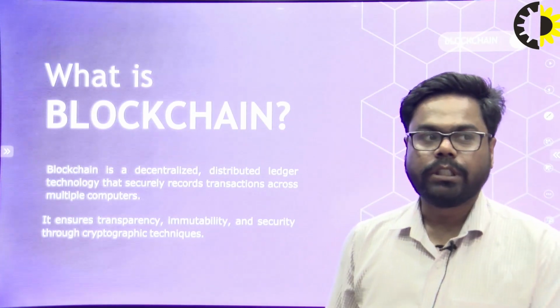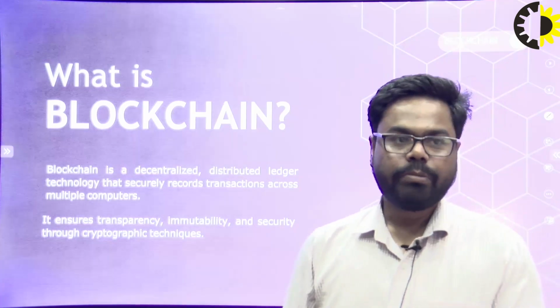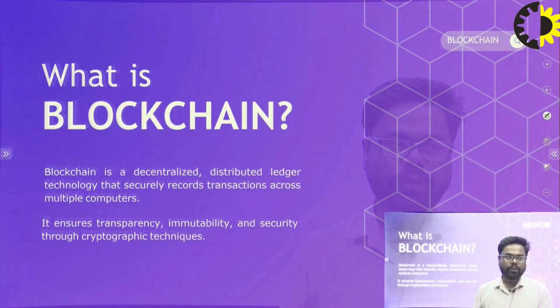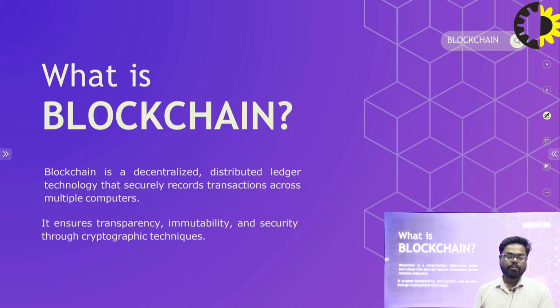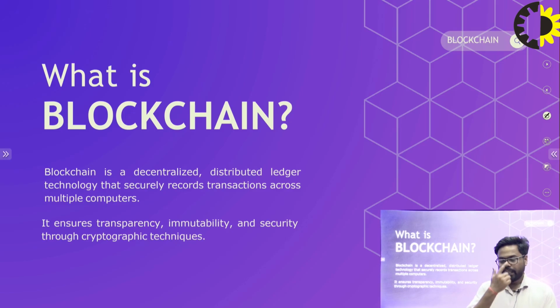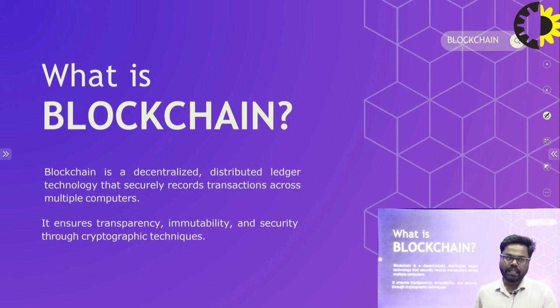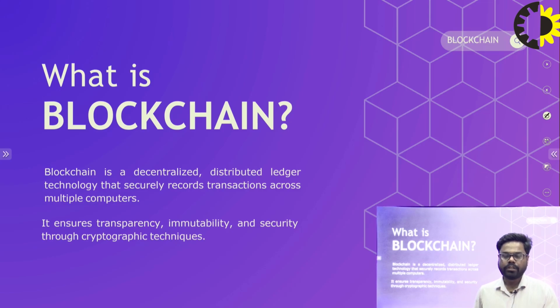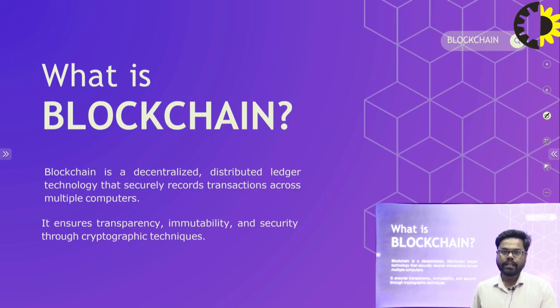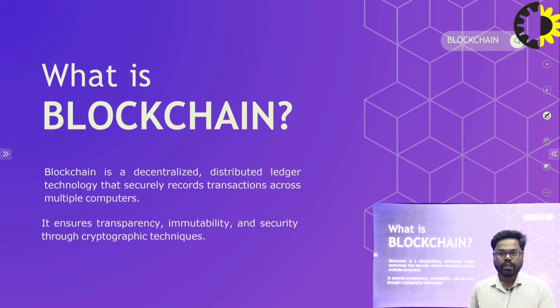So what is blockchain? Blockchain is a decentralized distributed ledger technology that securely records transactions across multiple computers. It ensures transparency, immutability, and security through cryptographic techniques. There are many words in the definition of blockchain. First, blockchain is decentralized. What is decentralized? For this you have to understand centralized, decentralized, and distributed. These are the three types of networks where it is used.